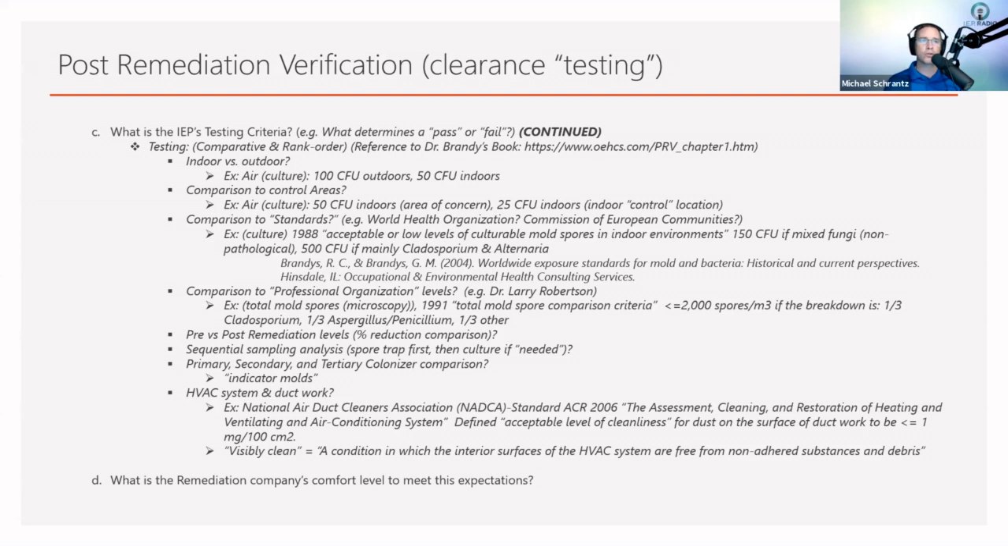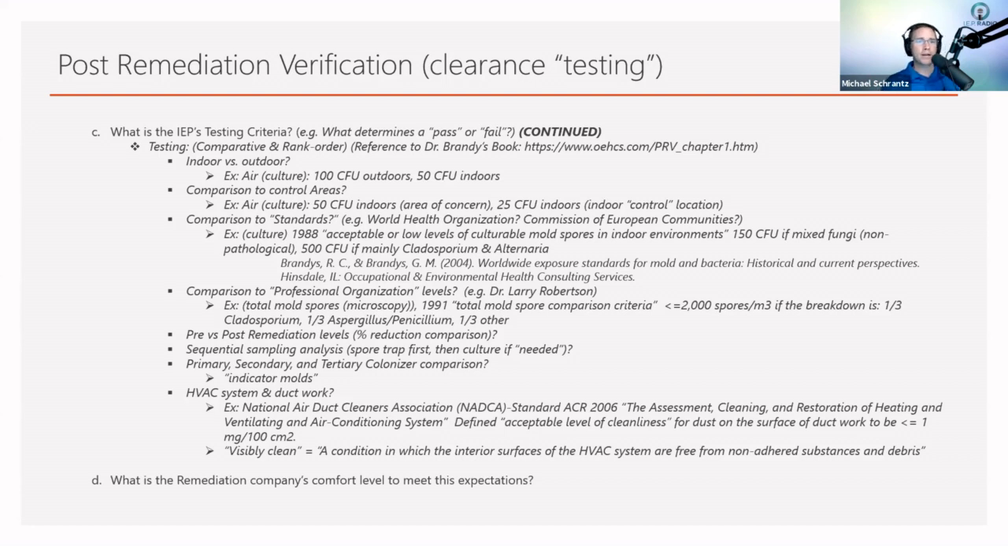So that's normal. So let's say, for example, we test outside and we do culturing and we find out that there's 100 colony-forming units of a particular species, but there's only 50 of it inside. That could be, depending on the person and the interpretation, a passing score. It's less than the outdoors and it's good. And I'm simplifying this, by the way, okay? So understand that there's a lot more involved than just looking at those two indoor-outdoor samples. These are just simple examples to illustrate points.